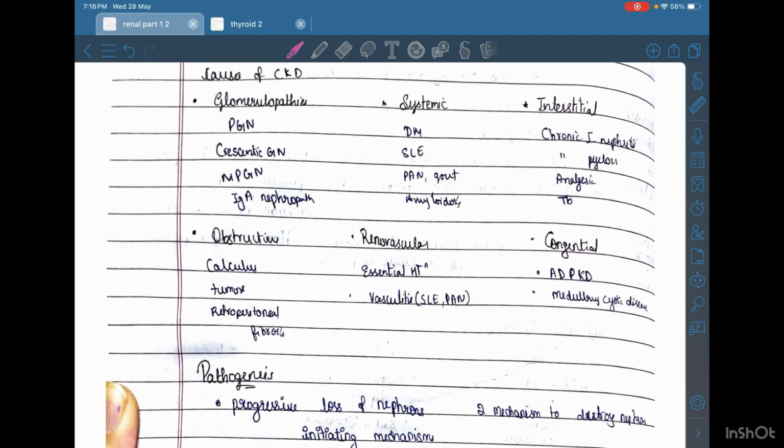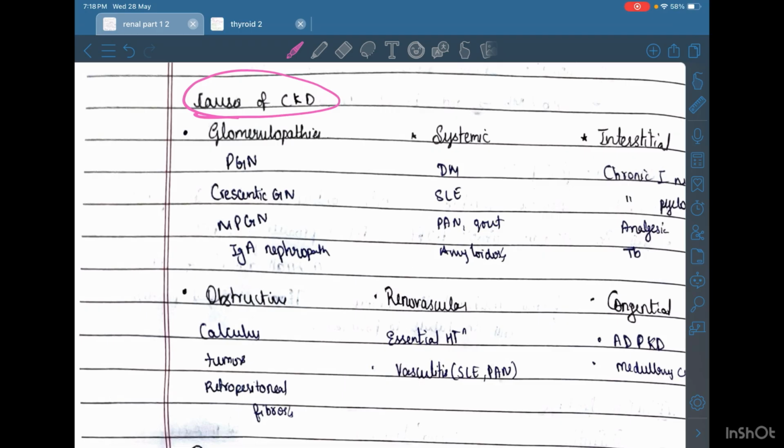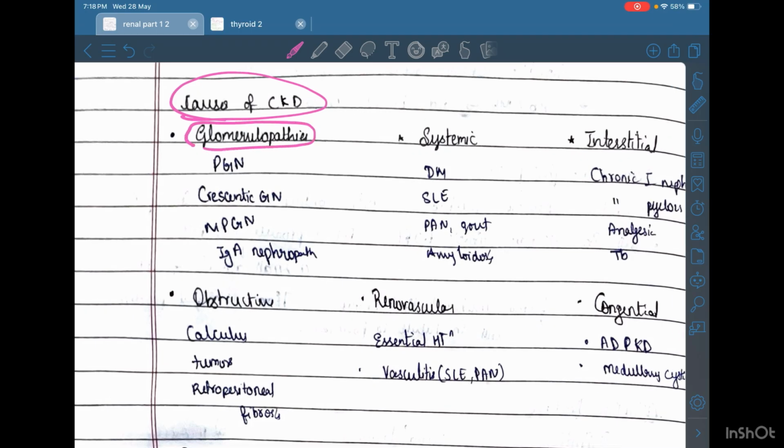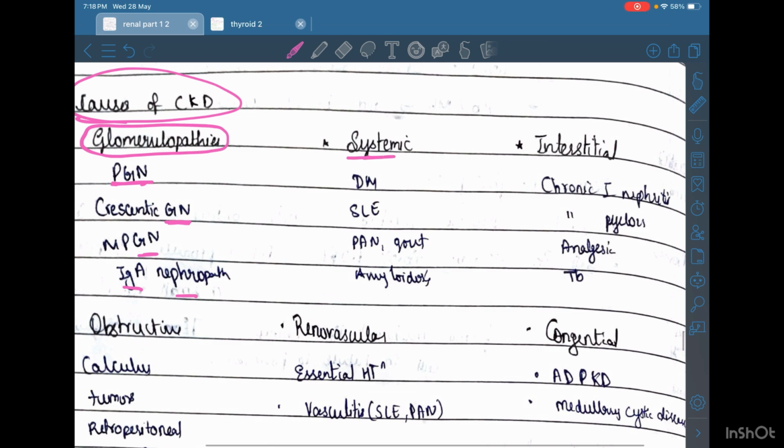What are the causes of CKD? We divided them here also. It can be glomerulopathies, like PGN, we'll read that later. Crescentic glomerulonephritis, membranoproliferative glomerulonephritis, IgA nephropathy, everything. Then systemic causes are DM, SLE, amyloidosis, polyarteritis nodosa, gout, etc.